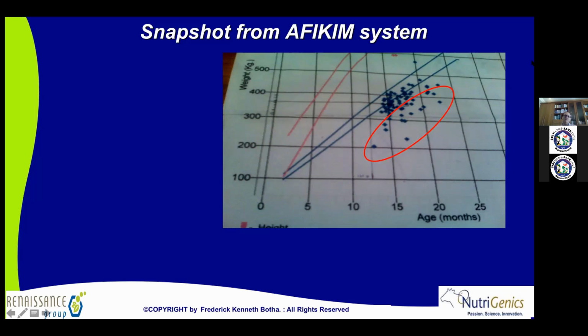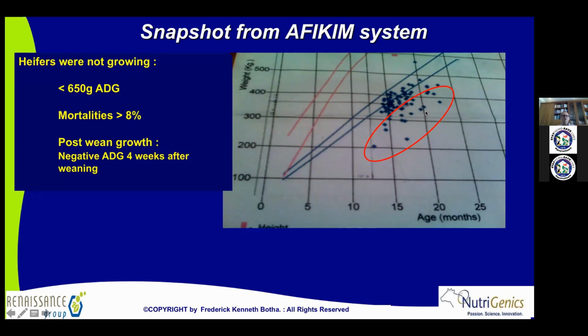You can see out of this screenshot, a lot of the heifers were way under the normal weight or growth chart. The growth chart was to be between those two blue lines, and a lot of animals were too light and were not growing well. So I had to go in there.